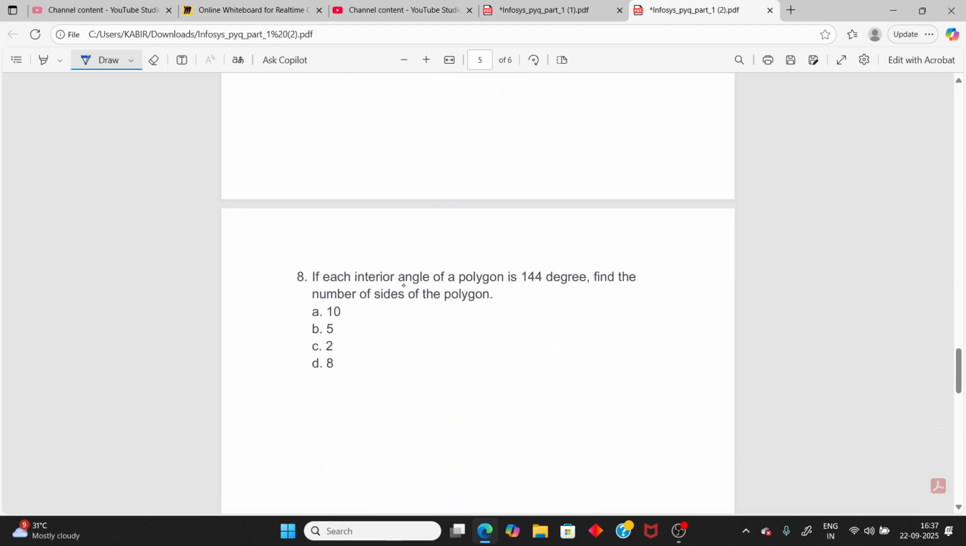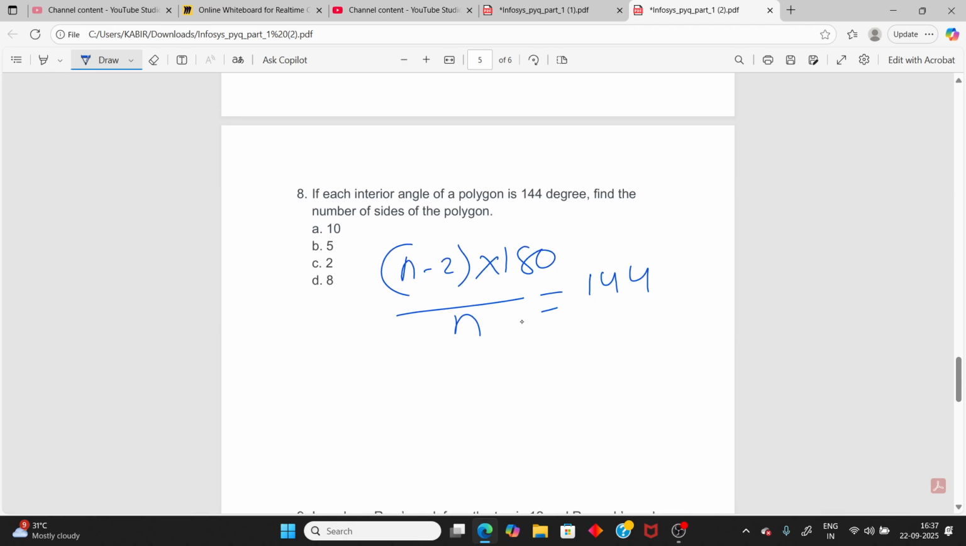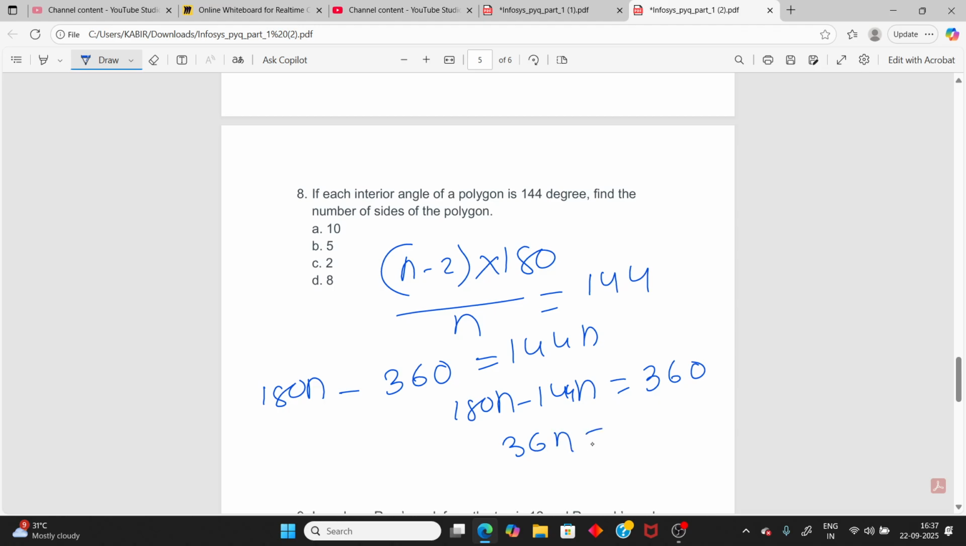Now, each interior angle of a polygon is 144 degrees. If you know the formula, n minus 2 into 180 by n equals the interior angle, and n means the sides of the polygon. The angle is 144. If you solve this, you will get your answer. So 180n minus 360 equals 144n. So 180n minus 144n equals 360, so 36n equals 360. So n becomes 10. So that is your answer.